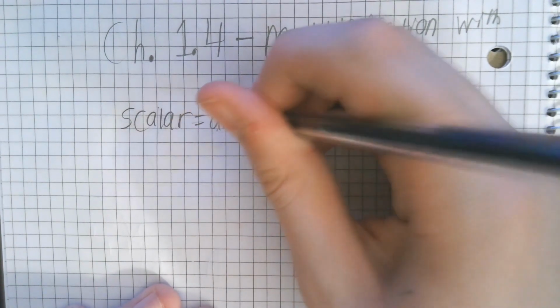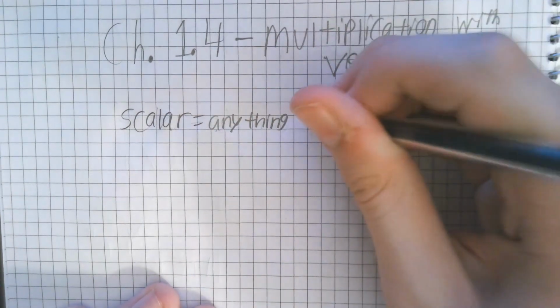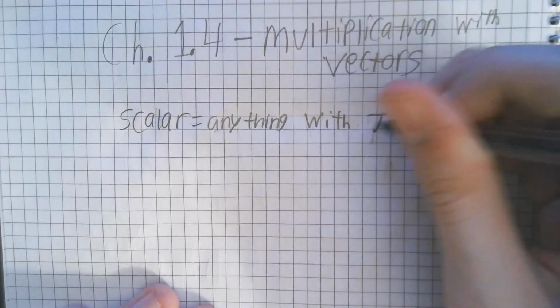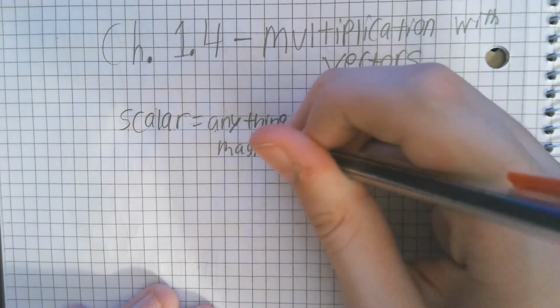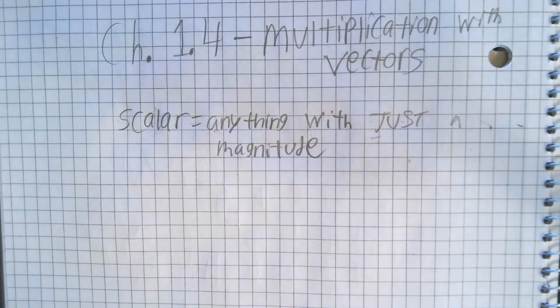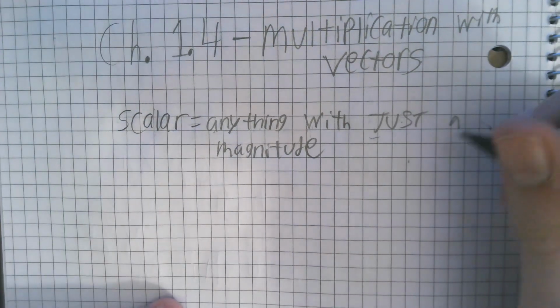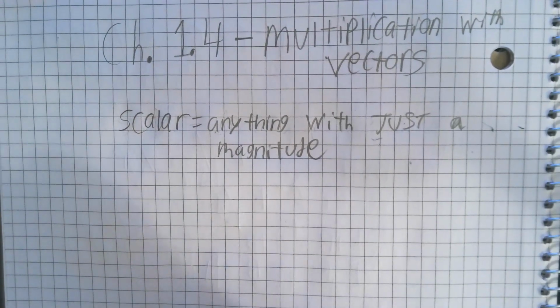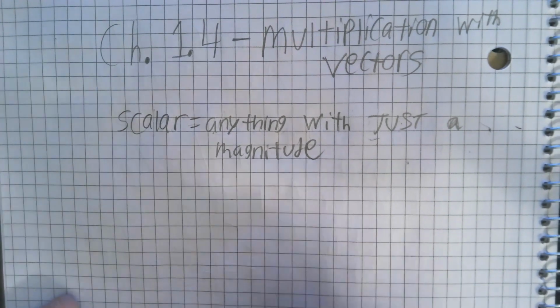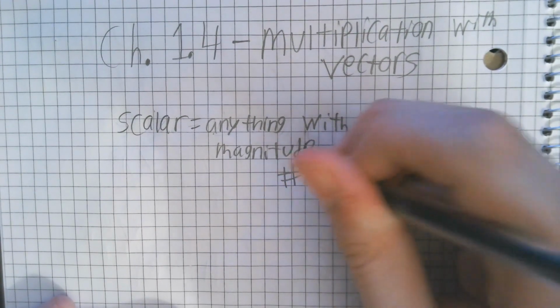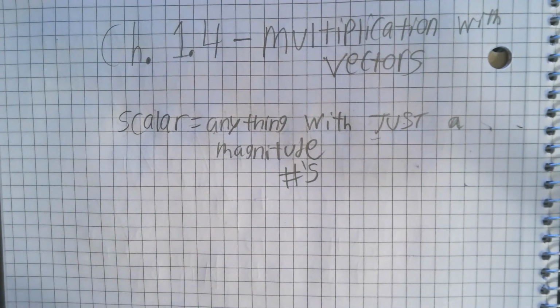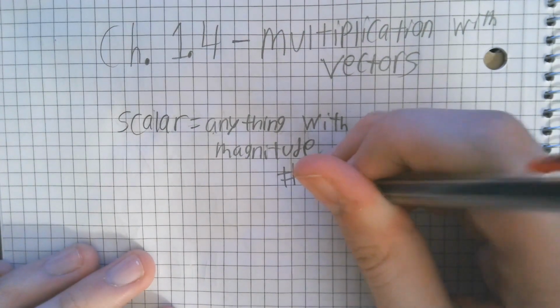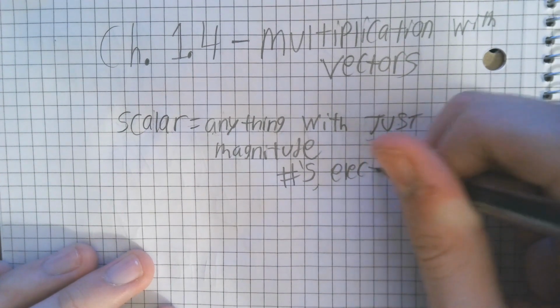A scalar is anything with just a magnitude. So an example of this would be like a number, and then varying physical quantities that don't have anything to do with direction. A good example of this would be something like an electric charge.